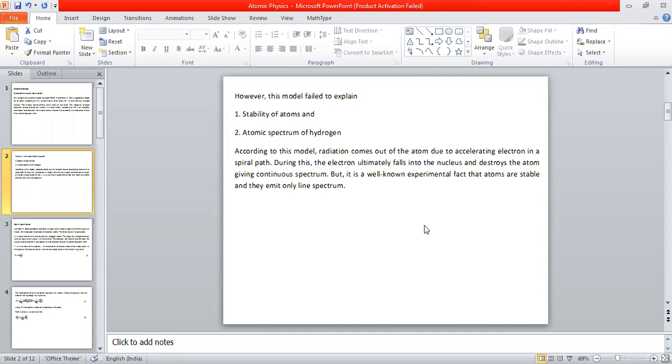Okay, so therefore there is a problem of stability of atoms with respect to the Rutherford model. And the second thing is, if the electron is revolving in a spiral path and emitting energy, then the radiation that the electron emits must be a continuous one. It must be a continuous spectrum. Are you following what I am saying?